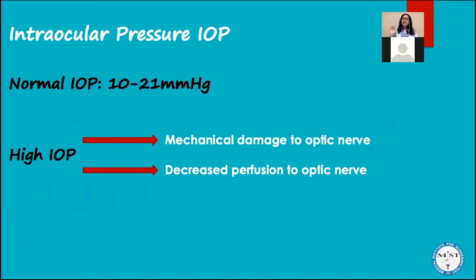The second is your decreased perfusion theory, that is high intraocular pressure leads to decreased blood perfusion to the optic nerve, so there is ischemic damage. So both these factors are working together. But one thing is there, that whenever there is high intraocular pressure for longer periods of time, as is happening in glaucoma, that will lead to damage to the optic nerve, right?